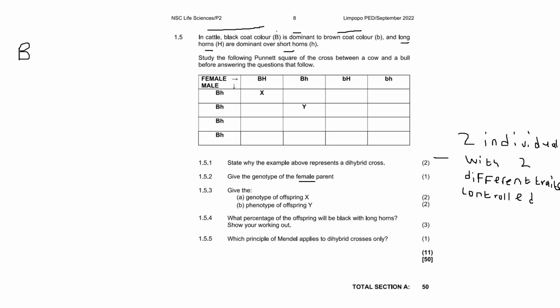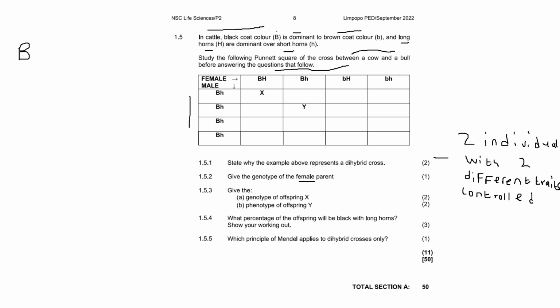So the female is that one there. They have a Punnett square between a cow and a bull. Females are those ones up there, and males will be those ones down here, based on the Punnett square.